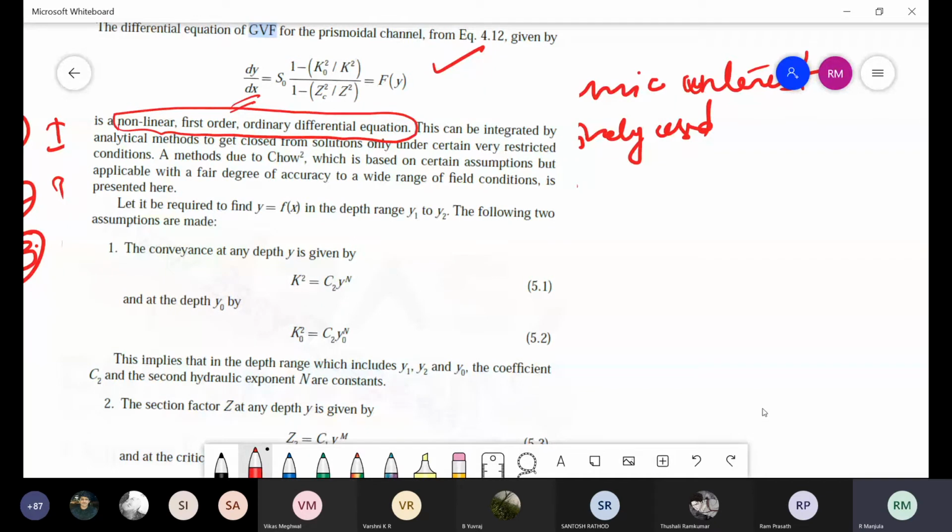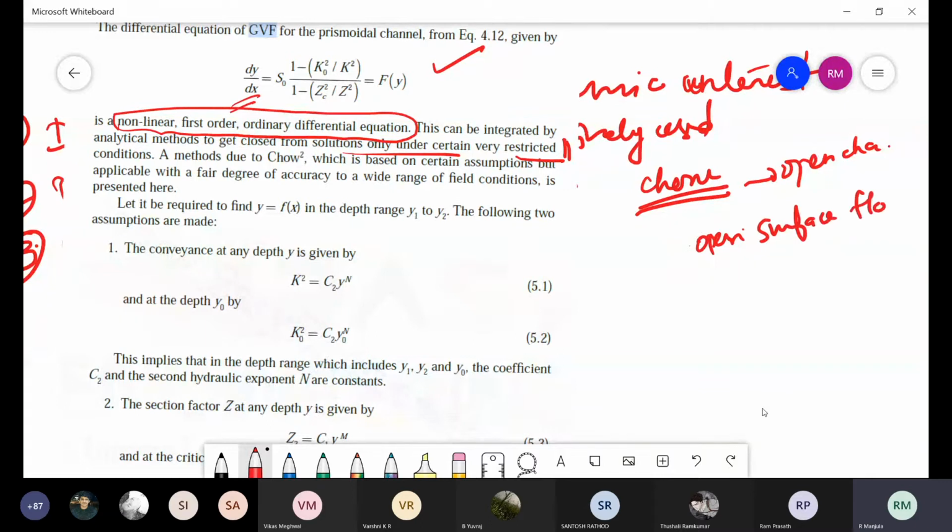Now this can be integrated by an analytical method, and from that you can get analytical solutions. Okay, and this is possible only with some restricted conditions. This has been developed by Chow. Chow is the person who has done a lot of work in open channel flow. You can see the book also, Open Channel Flow by Ven Te Chow. He has done a lot of work, and Manning's computation, everything, is the contribution of Chow actually. He is one of the authors of this book. In the 1950s, he did a lot of work in this.